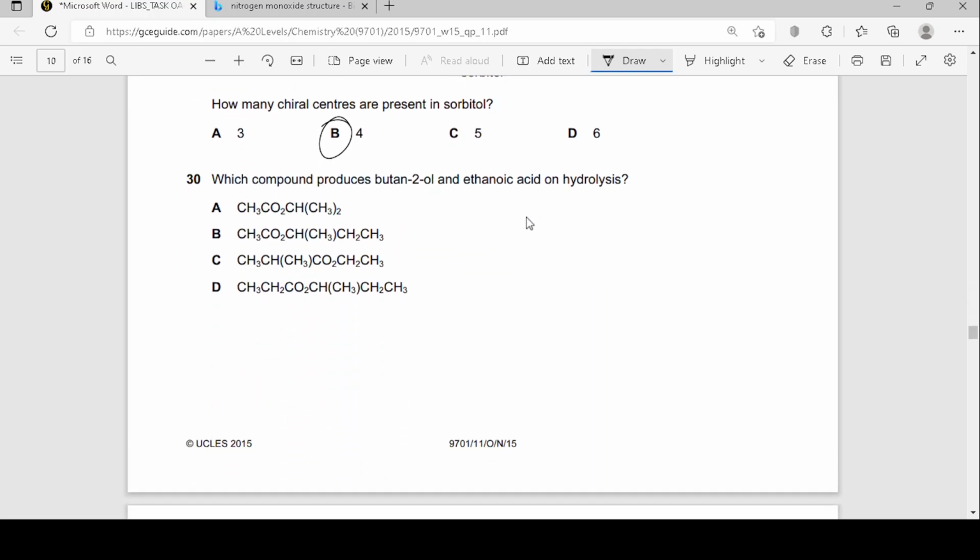Which compound produces butane 2-ol and ethanoic acid on hydrolysis? So I need butane 2-ol and ethanoic acid. Okay, so let us see which compound. I need to have a compound which has 6 carbon atoms. So let me just eliminate that first. 1, 2, 3, 4, 5. I have 5 in this, so that's wrong immediately. 2, 3, 4, 5. Right? That's immediately wrong. Then 1, 2, 3, 4, 5, 6.